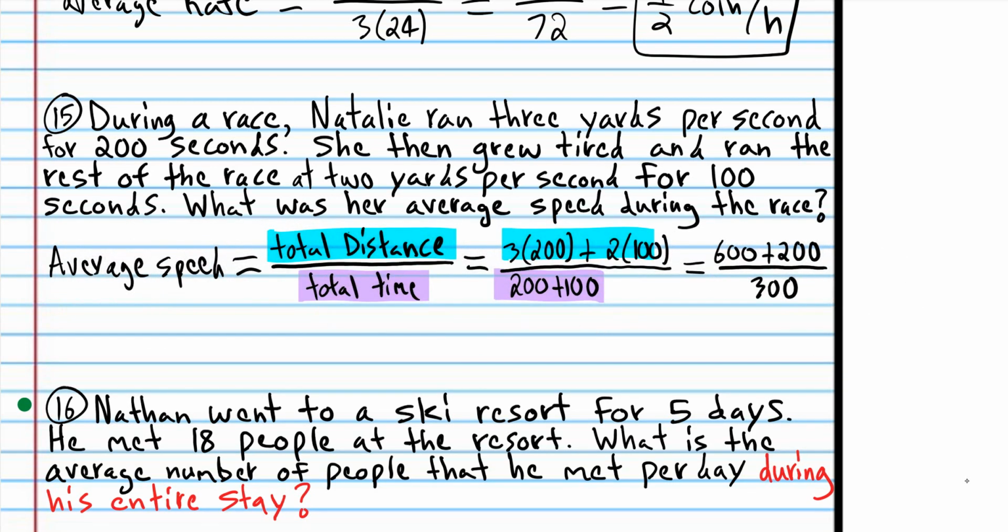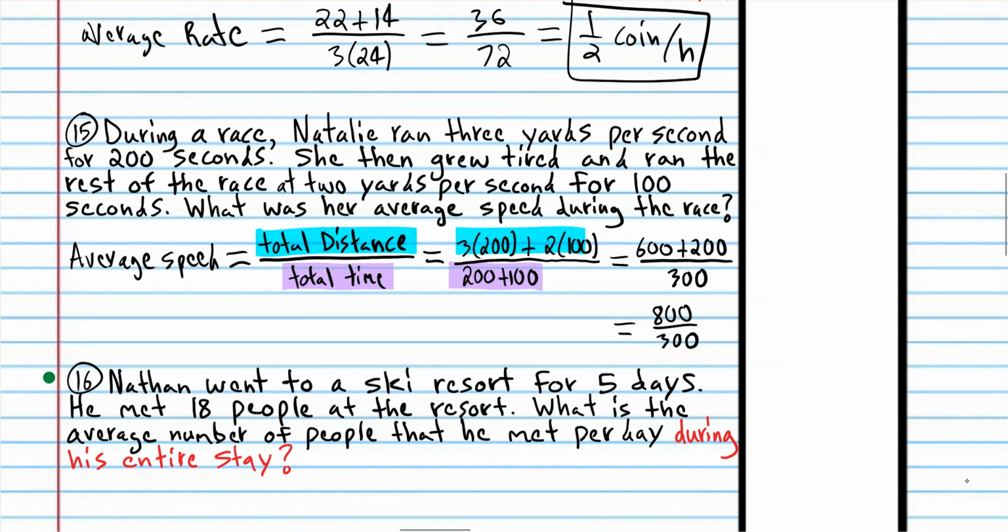So if we add these numbers, we get 800 over 300. And we don't really have enough room to write, so I'm just going to skip forward. We have 2 2/3 yards per second. So that's the answer.